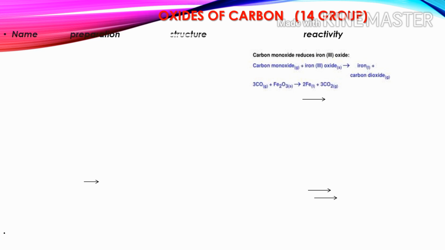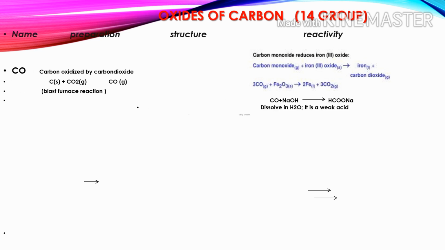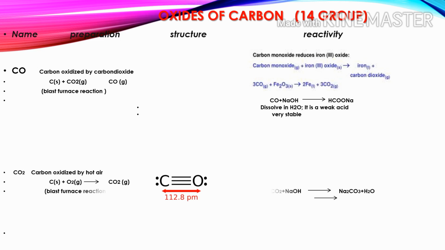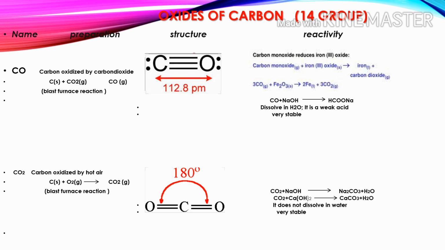Oxides of carbon. Carbon forms two oxides, namely carbon monoxide and carbon dioxide. First one is carbon monoxide. The formula is CO. Carbon monoxide shows three resonating structures. Carbon monoxide forms coordination bonds with many metals in their low oxidation state. It also combines with hemoglobin much more quickly than oxygen. The thermal stability of carbon monoxide is very high. At room temperature, carbon monoxide is a gas.